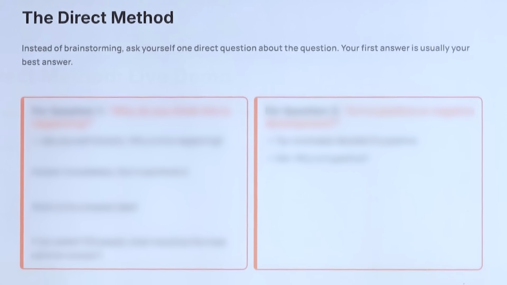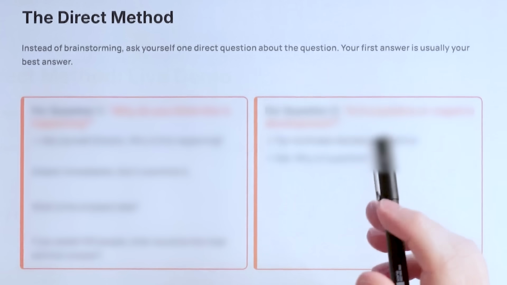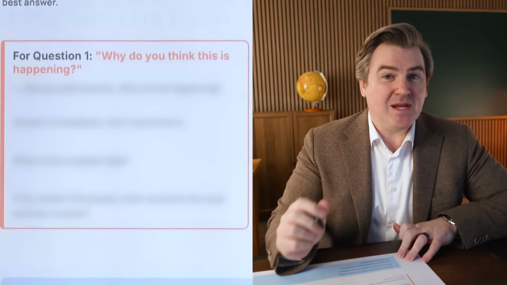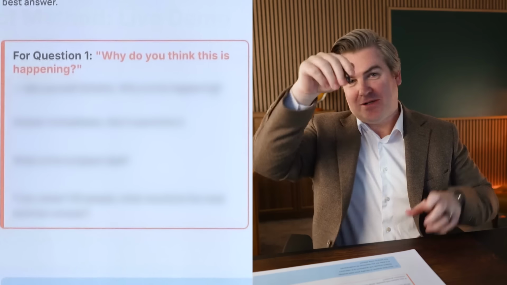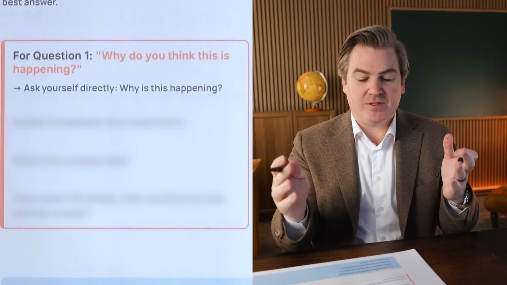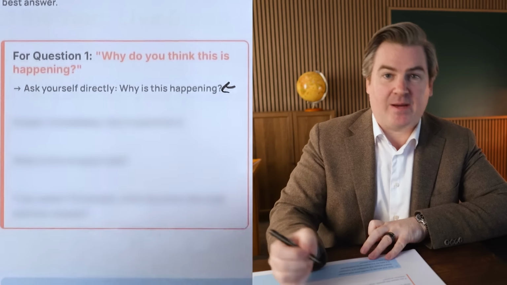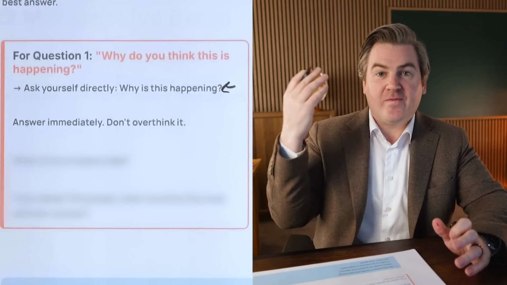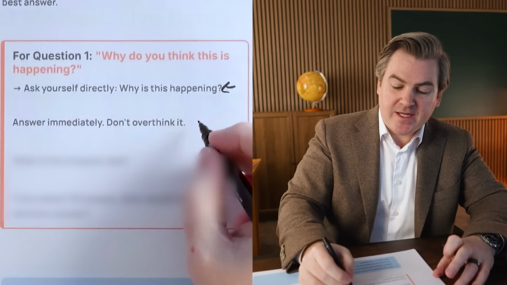Instead of brainstorming, we developed a different technique, a much simpler technique called the direct method. So let me show you. Why do you think this is happening? Instead of writing a bubble and lots of arrows, just ask yourself directly that question. Why is this happening? That cuts through all of the complexity. And normally the first answer that pops into your head is the best.